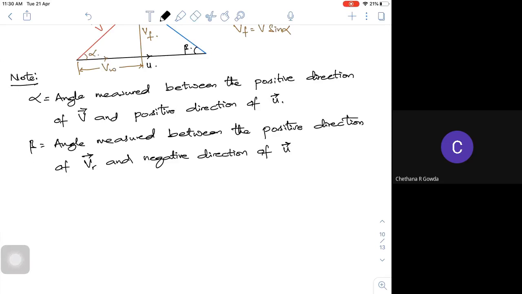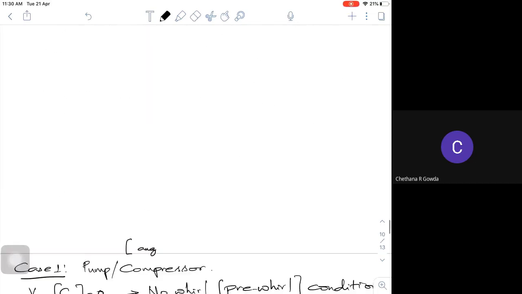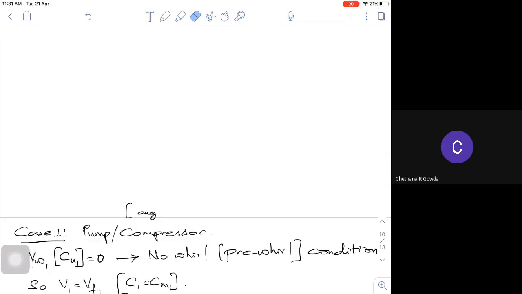Fine. And alpha is called, as you have already been told, the flow angle, and beta the blade or vane angle. I think most of the numericals give it this way. Fine. Now, we'll come to certain cases, then we'll discuss.